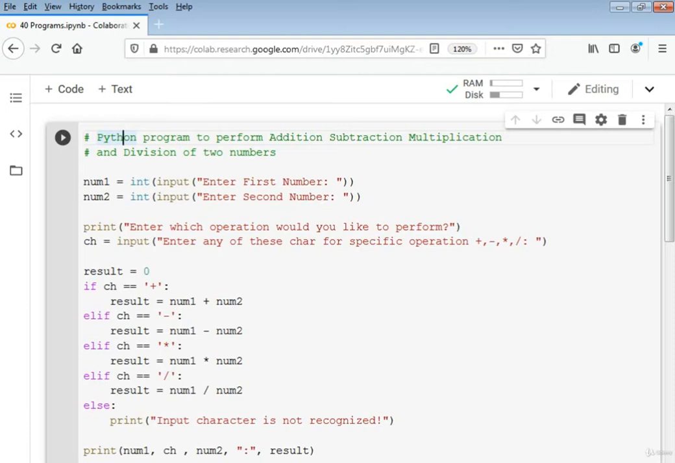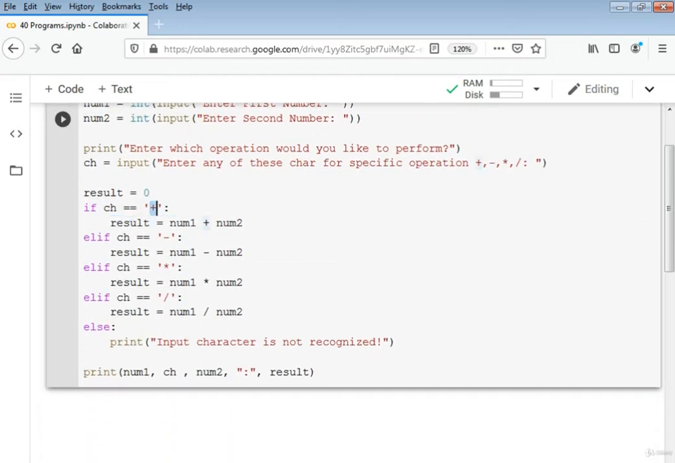So the result would be equal to 0 before the calculations. We have specified it here, and then you see that if ch is equal to plus, that means the choice is equal to this symbol. If the user enters this symbol, then the result would be equal to number 1 plus number 2. This plus operation would be performed, the addition operation on these numbers.